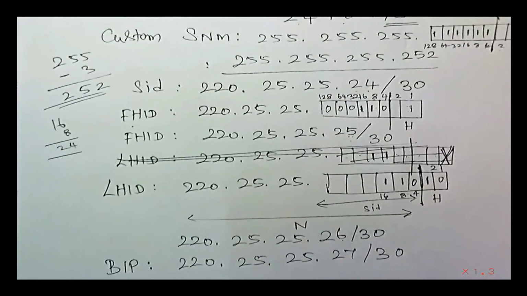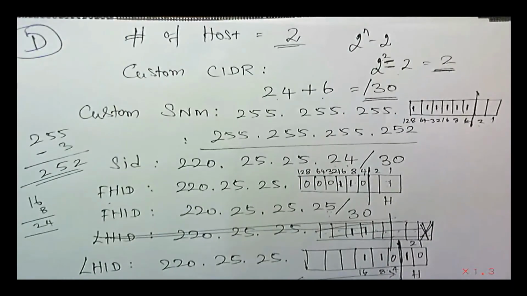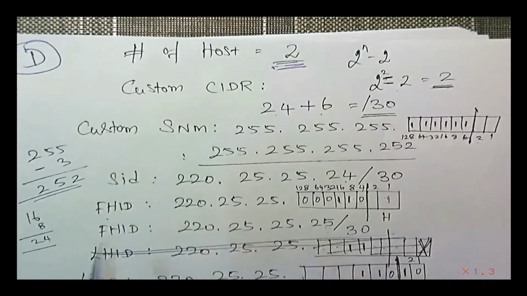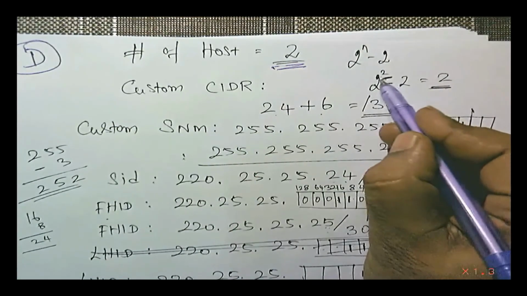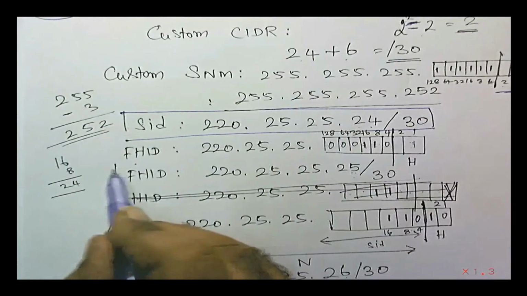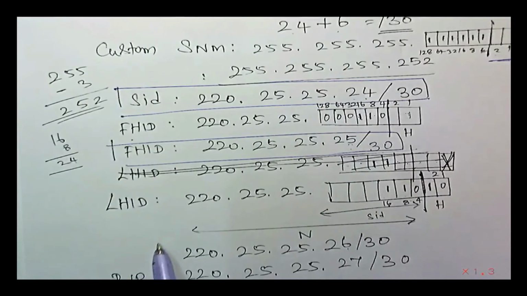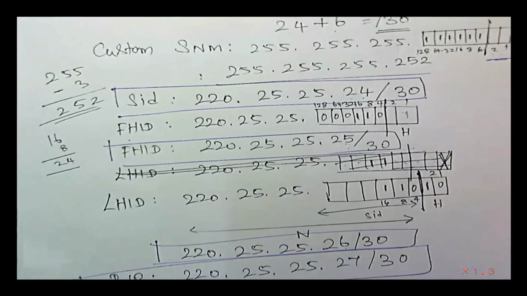So for the last subnet, we need only 2 hosts. We decided to have only 2 bits in the host part, so we took only 2 bits. So the subnet ID is this. The first host ID is going to be 25, the last host ID is going to be 26, and then this is going to be your broadcast IP address.